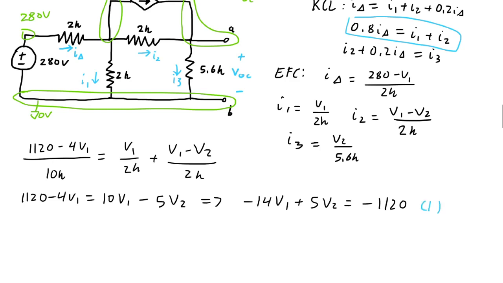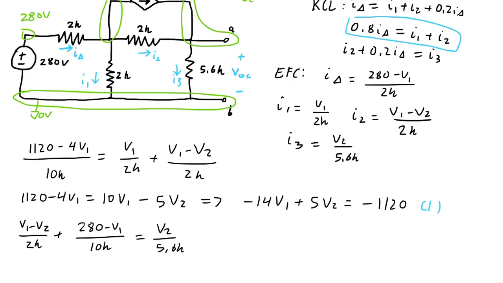Let's go ahead and do the same thing for the second KCL. So I2 is V1 minus V2 over 2K plus 0.2 I delta, which is 1/5 times (280 minus V1) over 2K, so 2K times 5 is 10K, and I3 is V2 over 5.6K.